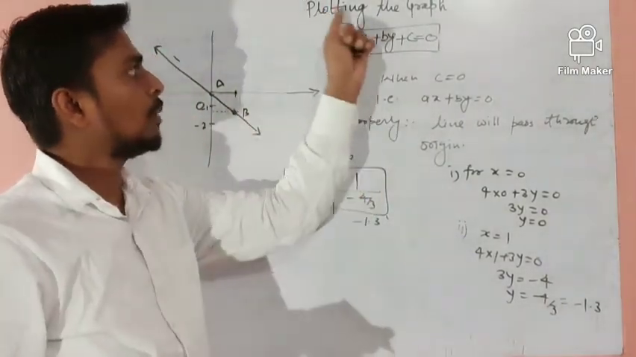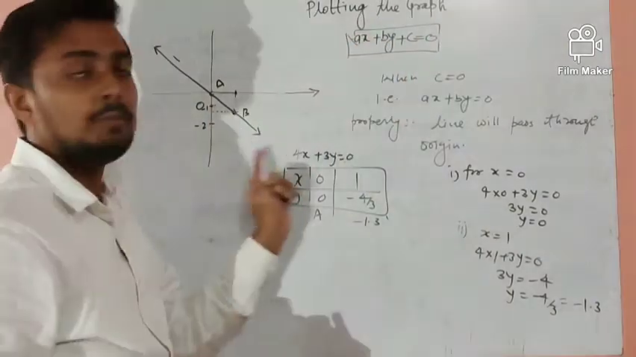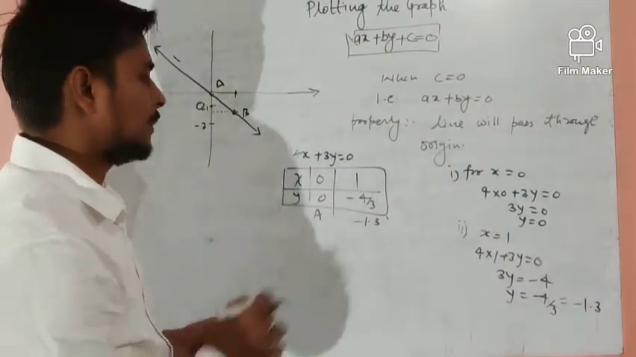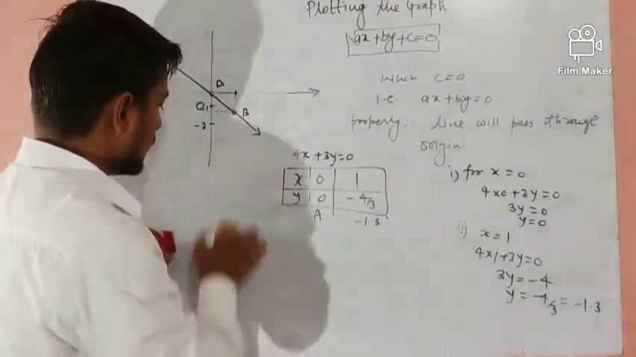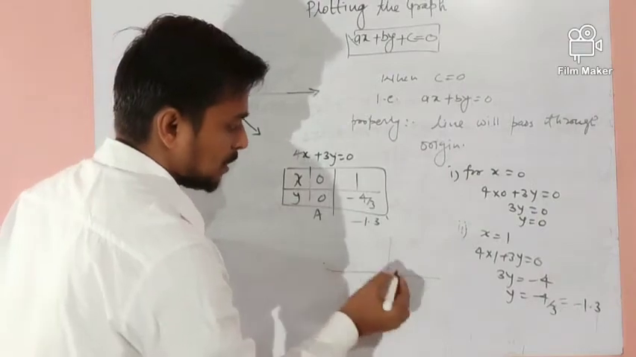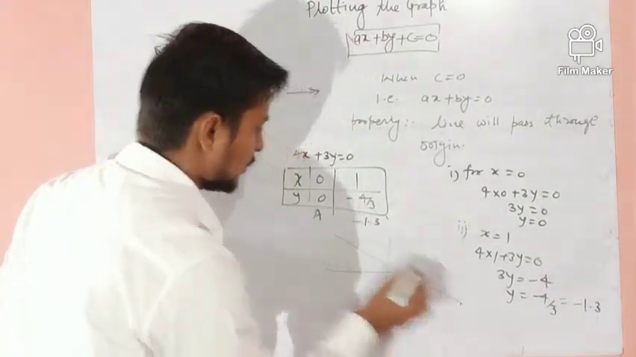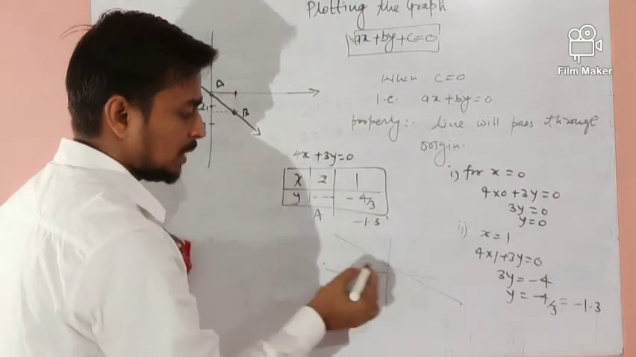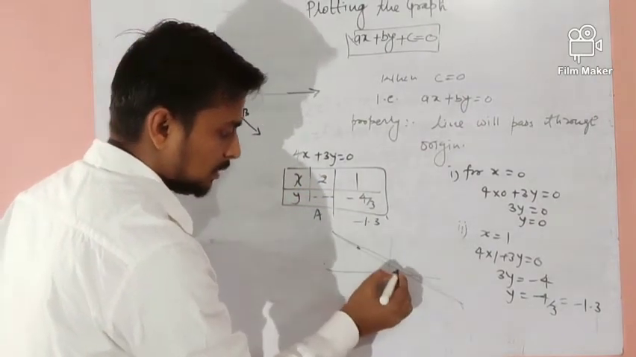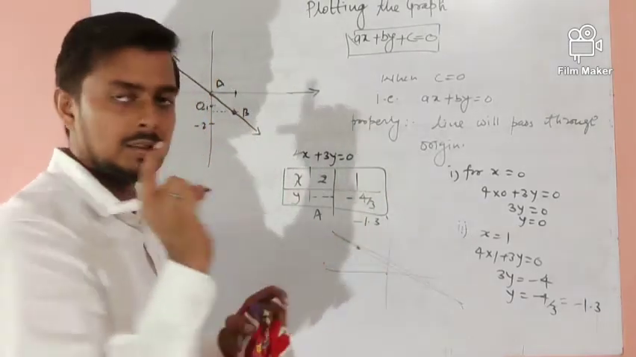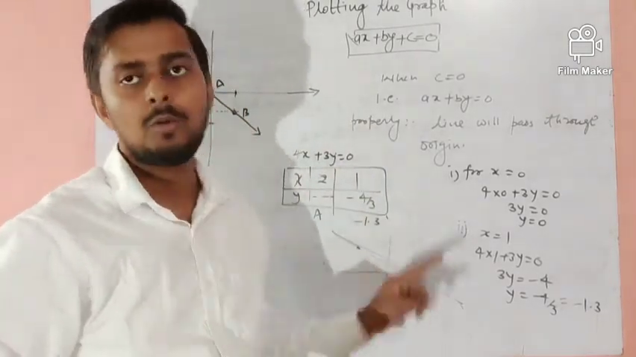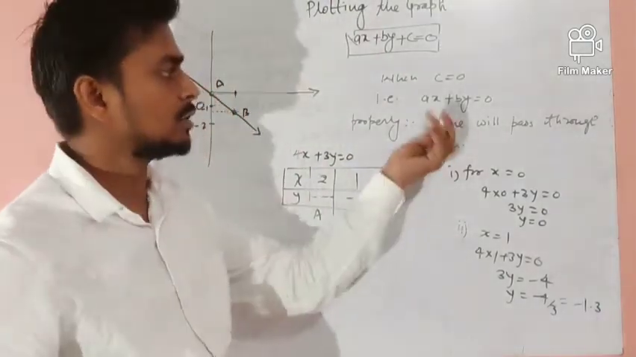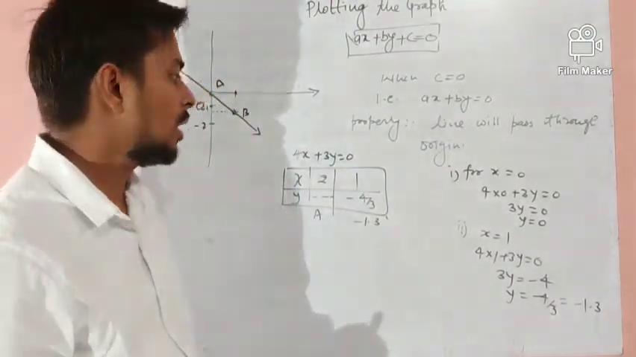Always when you are plotting the graph, use the graph book, not the general page, because in some cases you plot the graph like this equation. Suppose you find the value for 2, this value comes something, and you have joined this, and this is not passing through the origin. So in that case your graph will be wrong. So always try to either stick to the basic or use the graph paper.